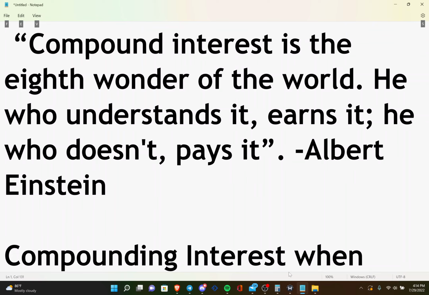Period. End of story. If you are trading without using the tool that is compounding interest and applying it to your trading, you are not making as much money as you could, and you are not saving yourself loss as much as you could. So as we go further into this video, I'm going to give you a visual representation of what exactly that means.